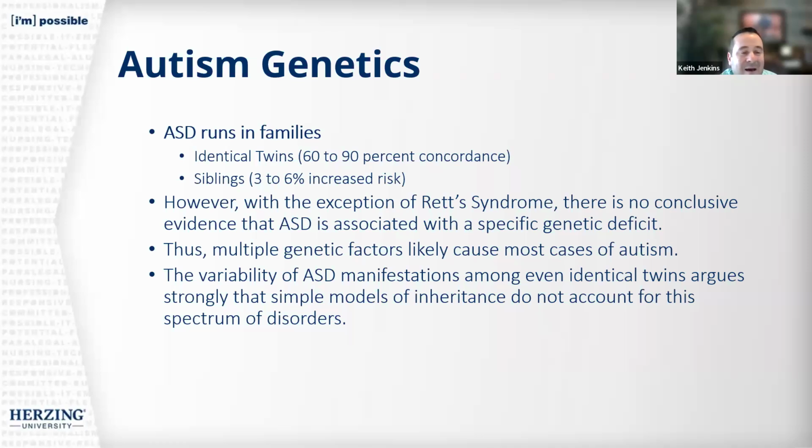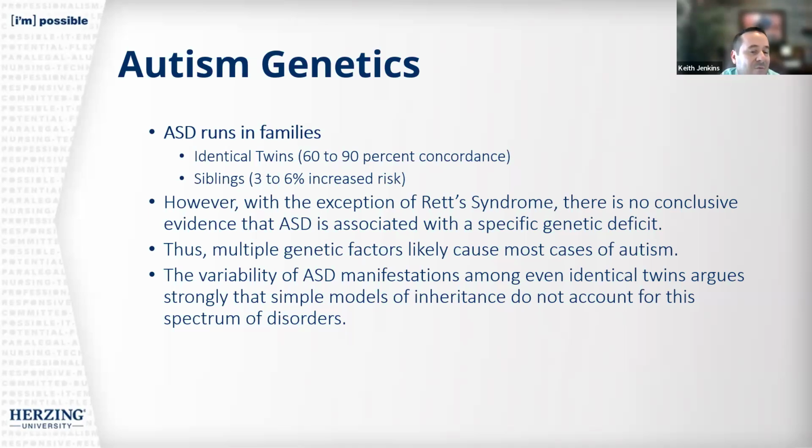So, what is it about identical twin data that clearly indicates that a genetic defect is not a likely source of all autism spectrum disorder cases? Well, autism spectrum disorder runs in families, and in identical twins, there's about a 60 to 90% concordance. So if autism spectrum disorder was a purely genetic condition, we would expect 100% concordance among identical twins, and that isn't what we see. We see it's high, but it's not 100%, 60 to 90%. And with siblings, there's about 3 to 6%.